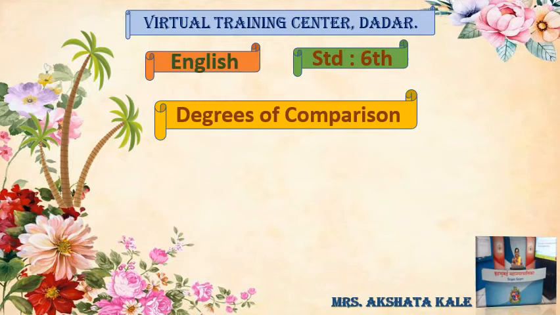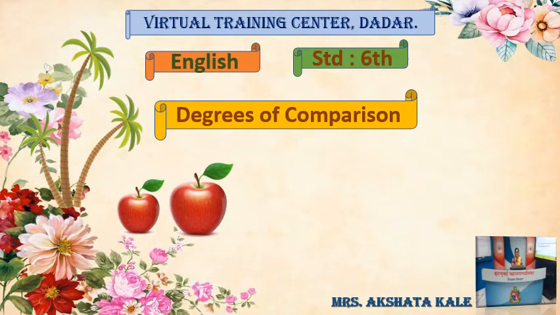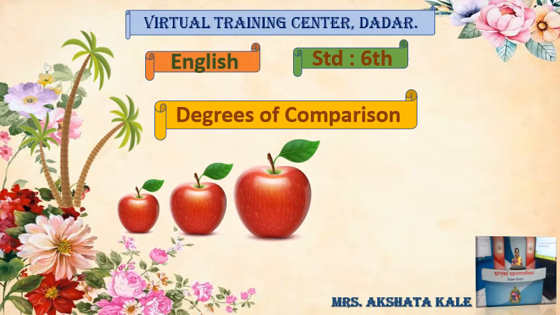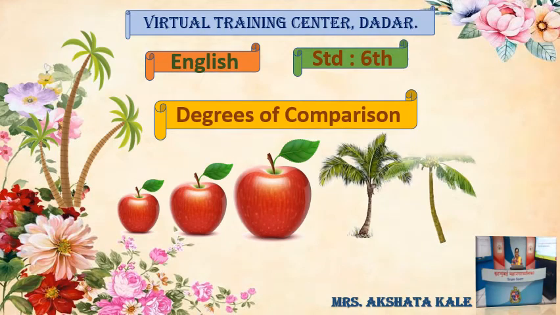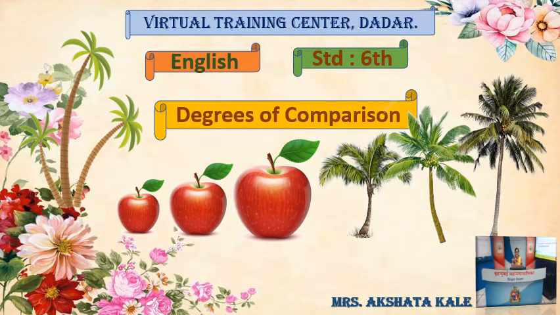Okay. Now observe the pictures. We can see apples here. We can see 3 apples here. Please observe the size of these apples. Okay. And you can see here 3 coconut trees. Please observe the height of these coconut trees. Now we are going to compare the size and height of these pictures in detail. Okay?